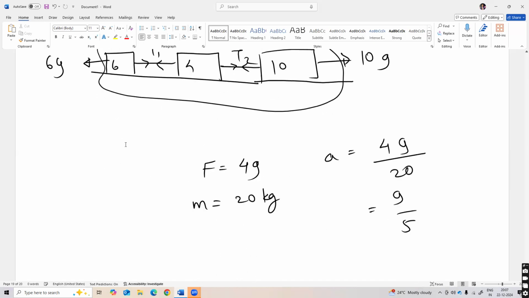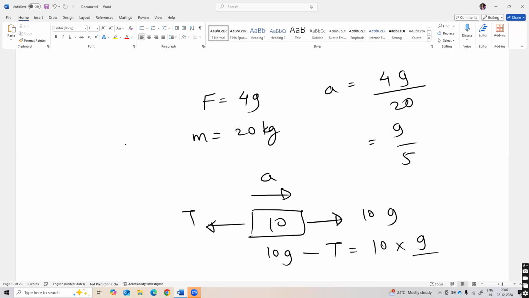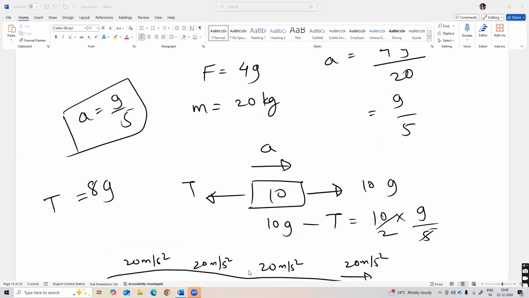Now if you consider any of the masses, let's say the 10 kg mass, tension is towards the left, and the force of 10 times gravity is acting towards the right. There is acceleration a, which is g upon 5. So we can write 10g minus T is equal to mass, which is 10, into acceleration a, which is g upon 5. So it is 2g. So finally we got T is equal to 8g, and acceleration a was g upon 5. So just make the vertical problem horizontal, and it will become easier for you. Okay.